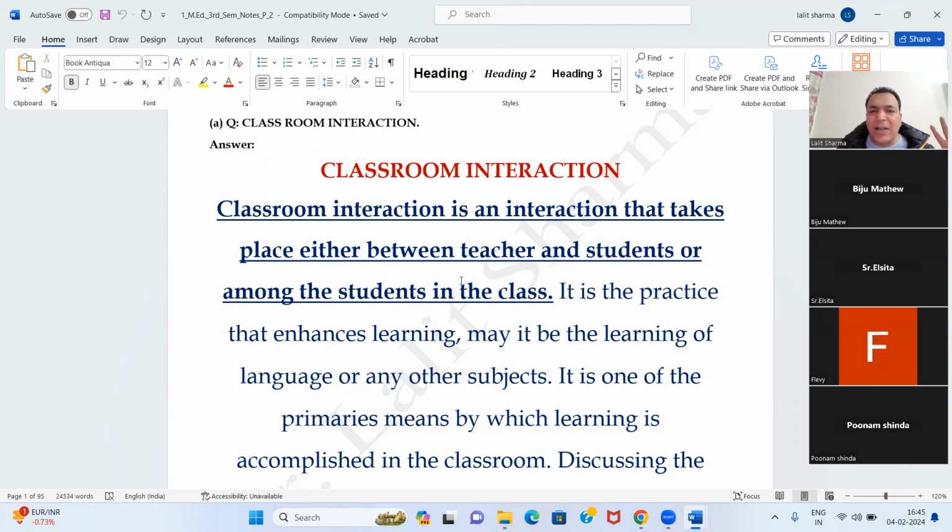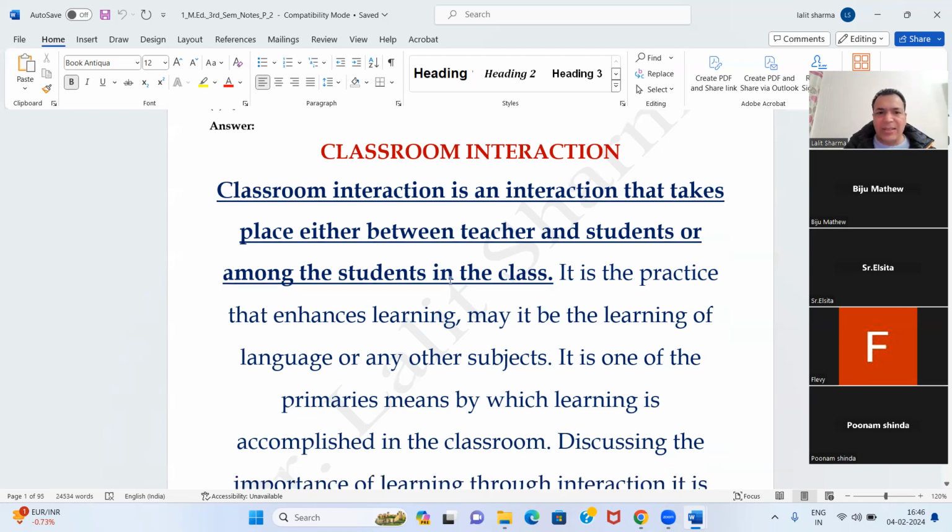Means if you are such kind of a teacher or principal, you enter the class and start topics, start delivering the lessons to the students. You are not a good teacher or a good principal. Always, when you interact with the class, then the learning becomes effective.